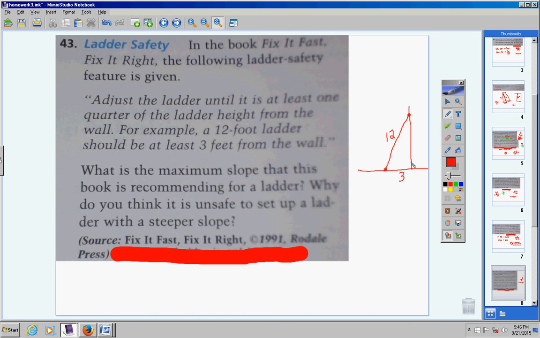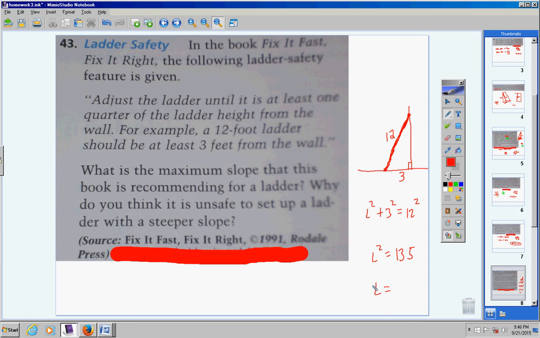Now we have a right angle. We're trying to find the slope of this line, right? How do you find the slope of a line? You've got to find rise over run. Well, I know the run already. The run is 3. Just find the rise. Guys, once again, Pythagorean theorem: leg squared plus leg squared equals hypotenuse squared. You're going to end up with leg squared equals 144 minus 9, so 135. And then take the square root of both sides.